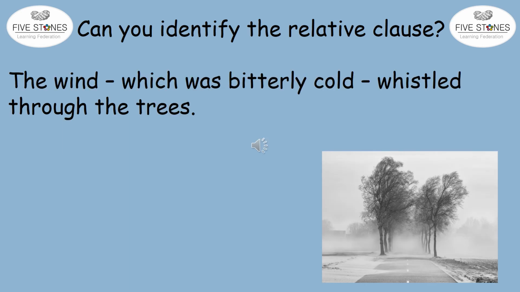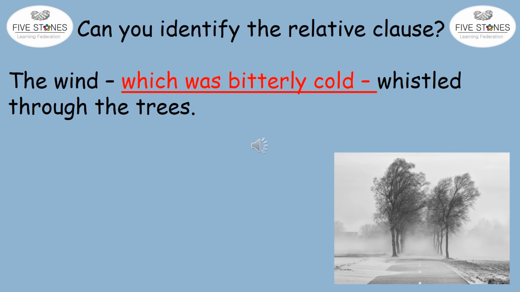We're going to try and identify the relative clause one last time. The wind, which was bitterly cold, whistled through the trees. I'm going to give you 5 seconds to identify the relative clause. That's right, well done. The relative clause in the sentence below is which was bitterly cold. It refers to the wind.